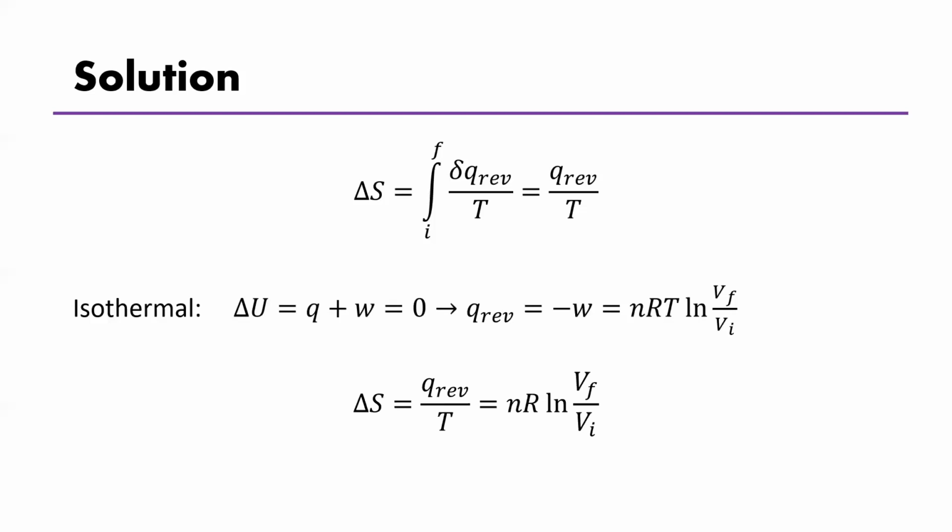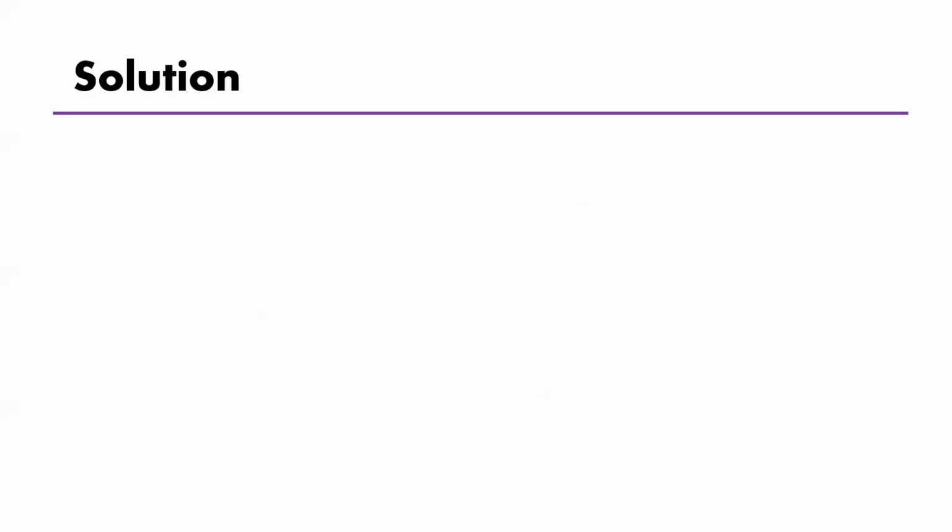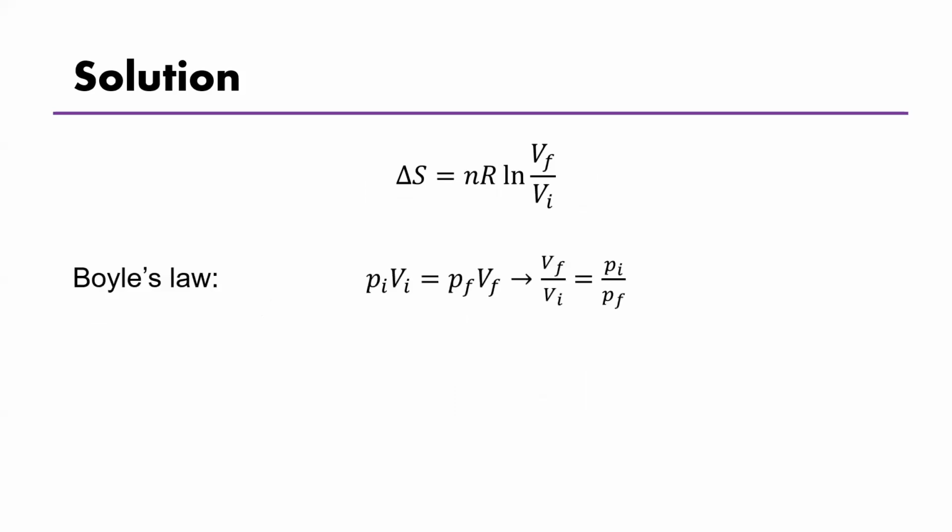But we want to know what is the pressure. So we have the equation again, but we know Boyle's law. And Boyle's law tells us that the initial pressure times the initial volume is equal to the final pressure times the final volume. So if you want to now solve for final volume over initial volume, which is equal to initial pressure over final pressure.